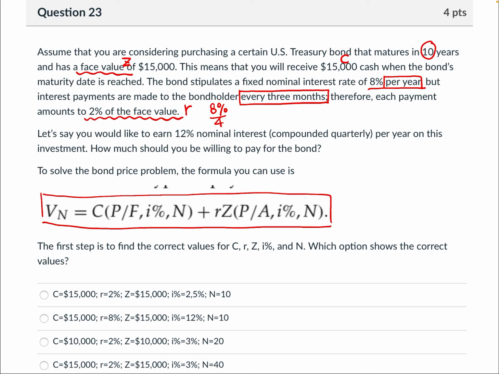Let's say you would like to earn 12% nominal interest rate, which is annual interest rate, okay? So 12% is your MARR per year, but what is your yield rate per quarter? It's gonna be 12% divided by 4, which is the 3%. Okay, so that is your i.